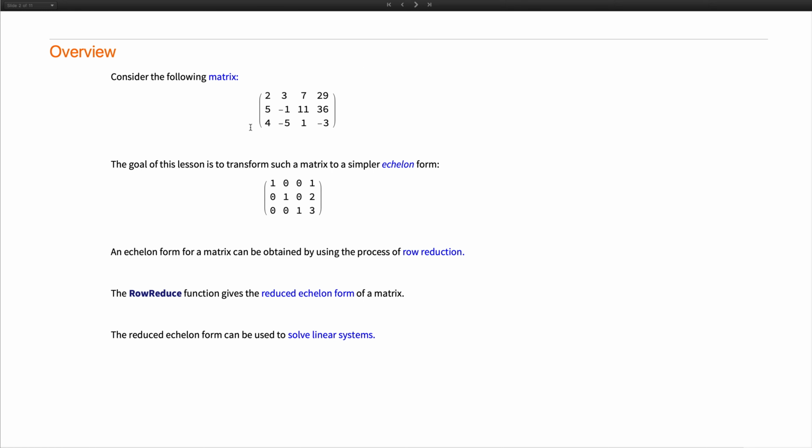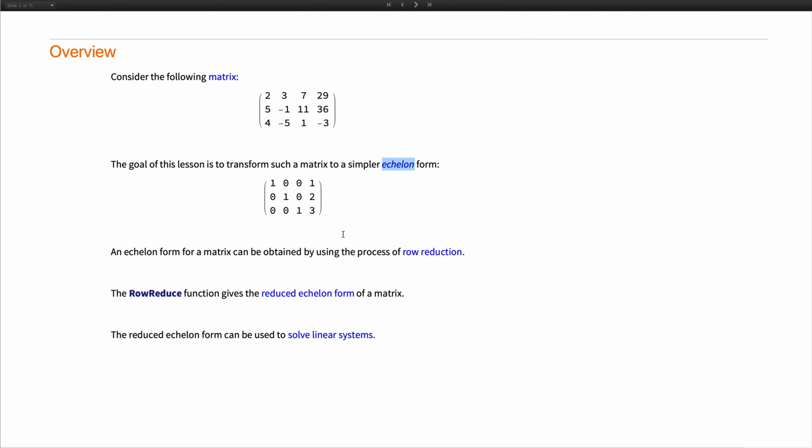So here's a matrix, and it looks like it's got pretty random entries. Some are large, some are small. And the goal of this lesson is to transform such a matrix to a simpler echelon form. That's like a much more ordered set of entries. So you see over here, this looks much more orderly than the earlier matrix. So for example, you get ones along over here, and the last column looks like it's got some very interesting and useful information. So the question is, how do you obtain an echelon form?